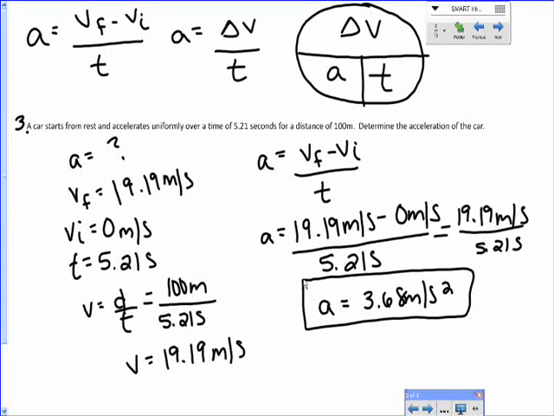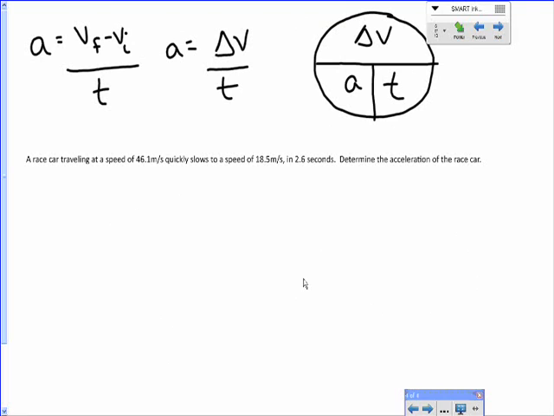Let's look back in our problem. Did the car increase speed? If it did, we've got the right answer. A car starts from rest and accelerates over a time for a distance of 100 meters. Yes, it started from rest and accelerated, which means it was having to increase speed. Now, let's go ahead and go to our final example.